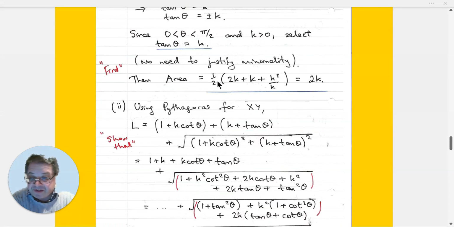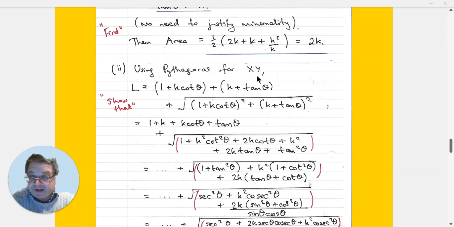So we've been asked to show that L equals a certain expression. So using Pythagoras, we have OX plus OY plus XY, and XY will be found using Pythagoras to be the square root of OX, 1 plus k cot theta, and OY, k plus tan theta, each squared. We need to simplify what is underneath the square root sign.